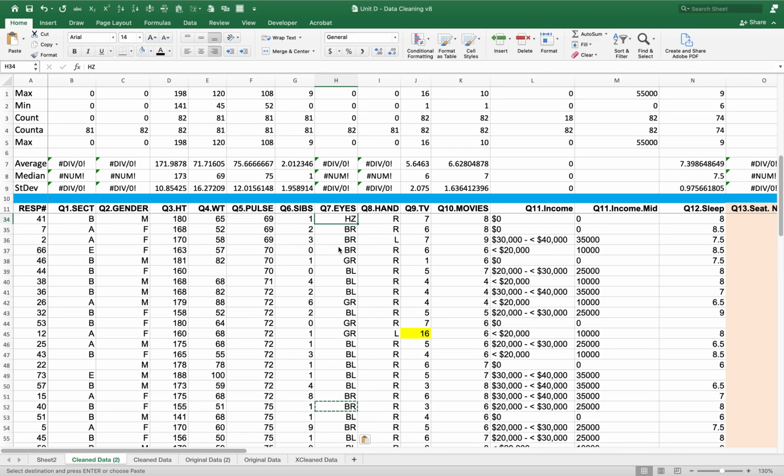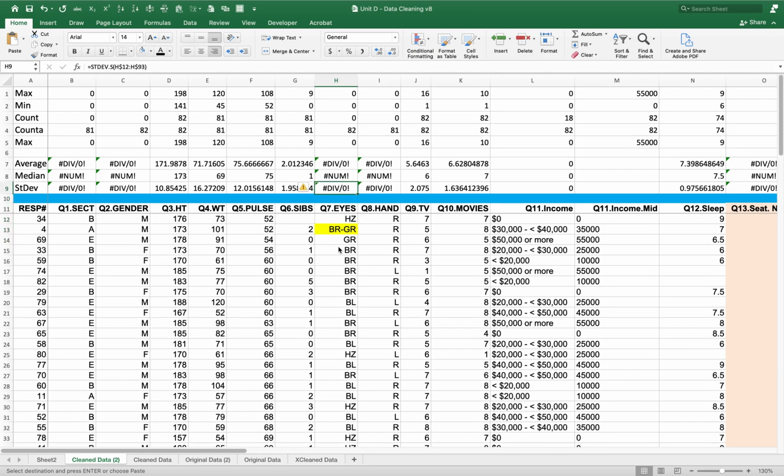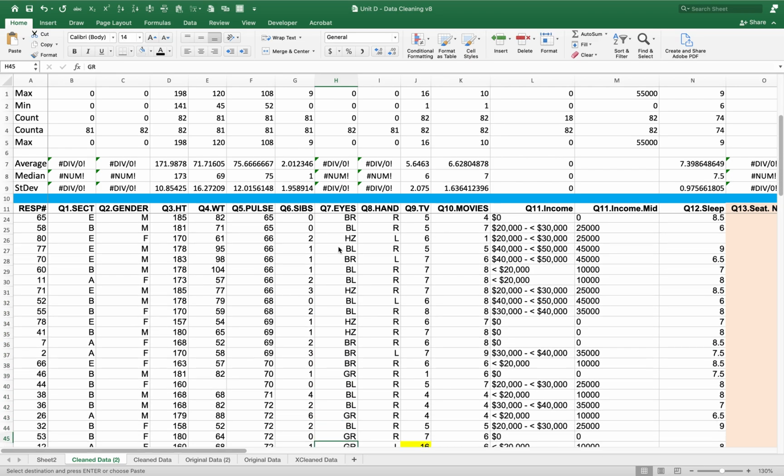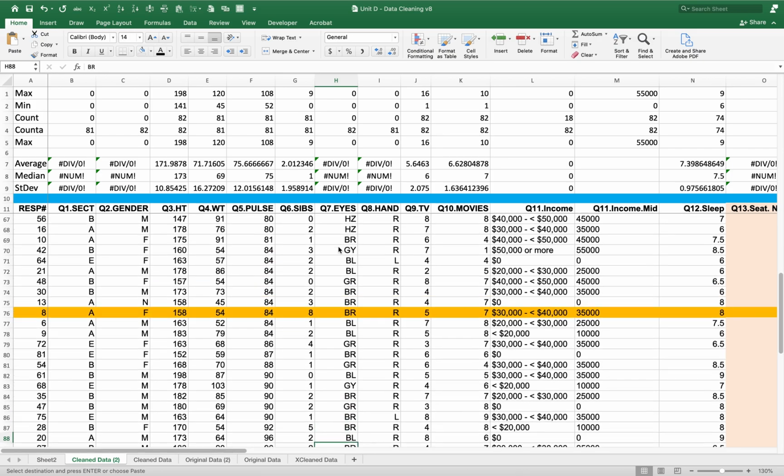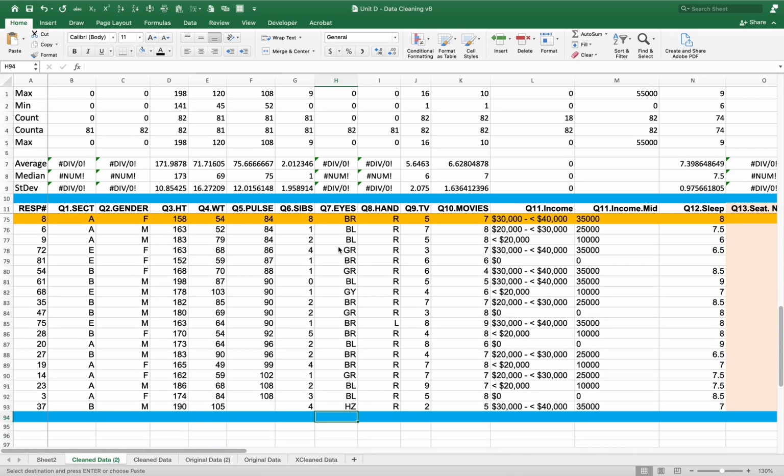What else do we got here? We've got a brown green, and that's actually a hazel. So I think we're okay with the rest there. Okay, that just leaves a couple of problems that we need to look at here.